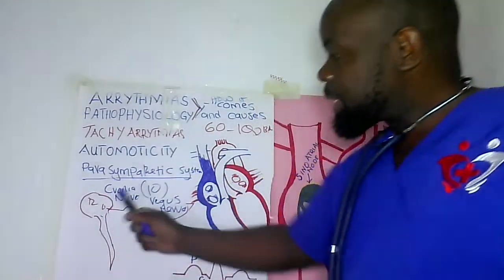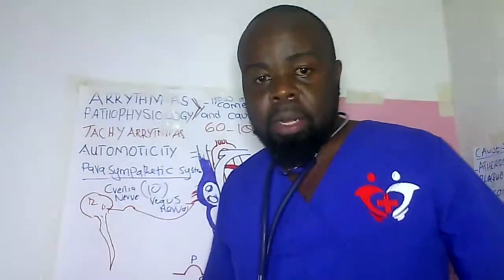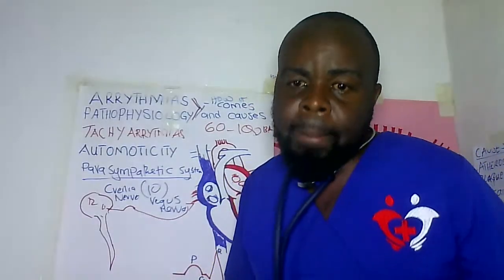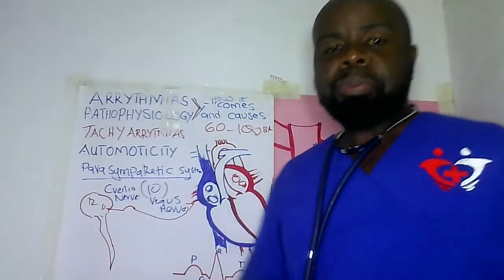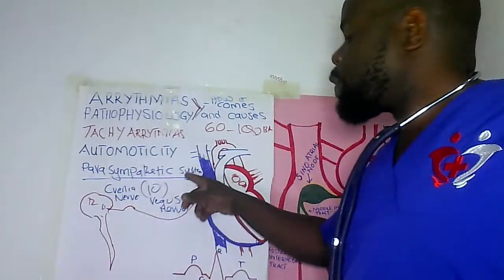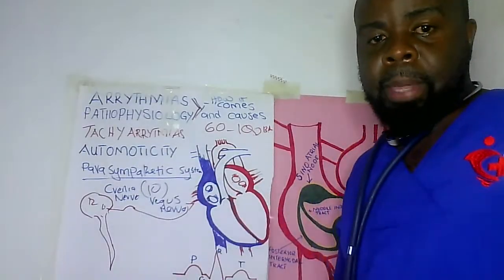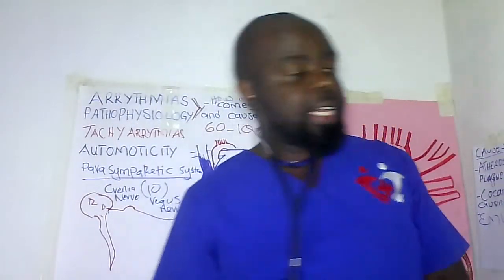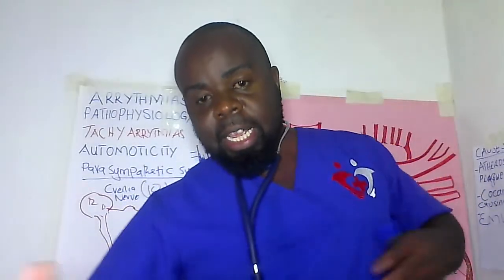So the vagus nerve is the first one. Reduced heart rate from the vagus nerve, how does it come? How it comes is this. The vagus nerve releases something called acetylcholine. Acetylcholine is what helps the nerves pass transmissions. It is like electricity.